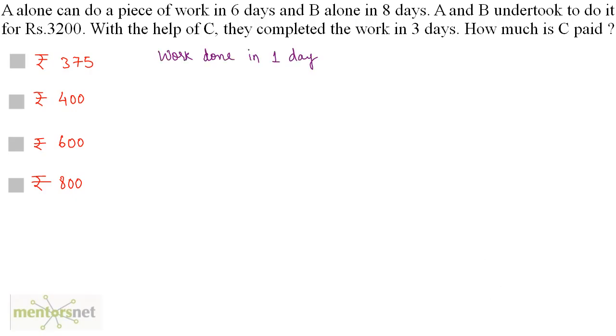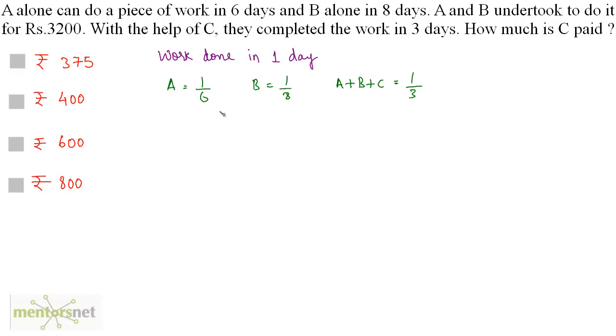Let us now calculate the work done by the respective parties in 1 day. So in 1 day, A will do 1/6 of the work because A can complete the work in 6 days. Similarly, B will do 1/8 of the work. And it is given that with the help of C, they completed the work in 3 days. So we have A plus B plus C is equal to 1 by 3, the work done by all of these 3 people in 1 day.